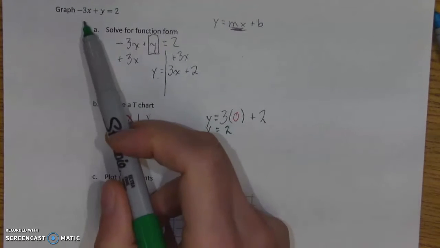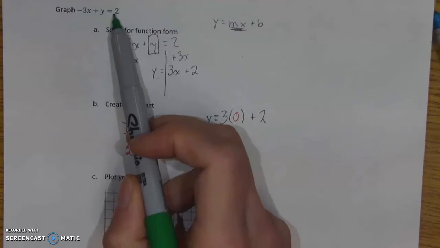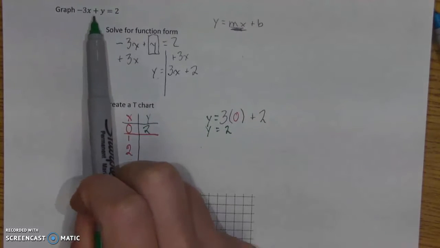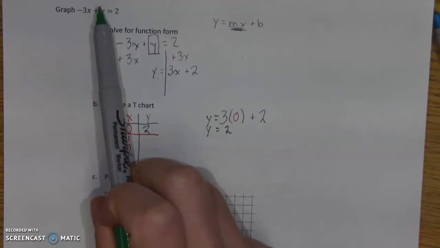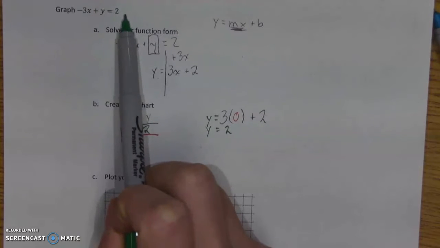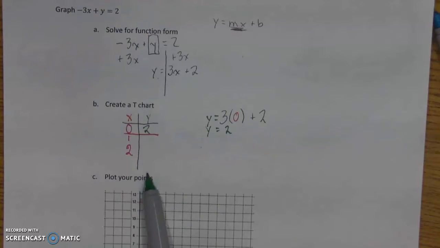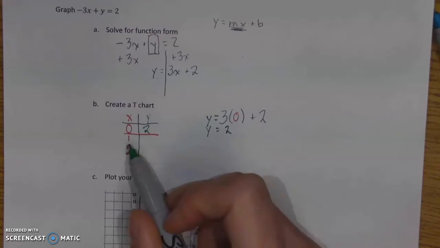And of course, you can always check that against your other equation to double check that, hey, you solved these right. Negative 3 times 0 plus 2 is equal to 2? Yes, it is, because that's going to be 2 equals 2. Let's go ahead and do that for our next point then.